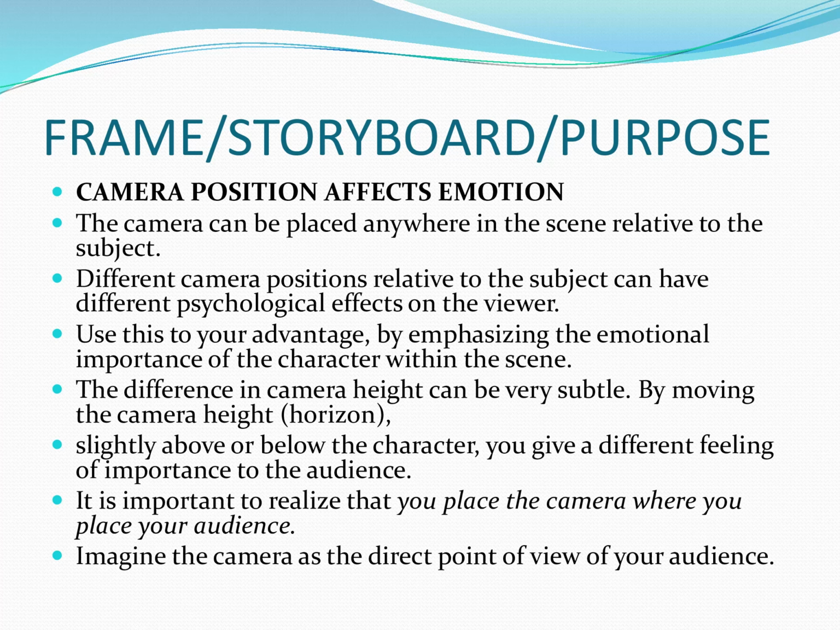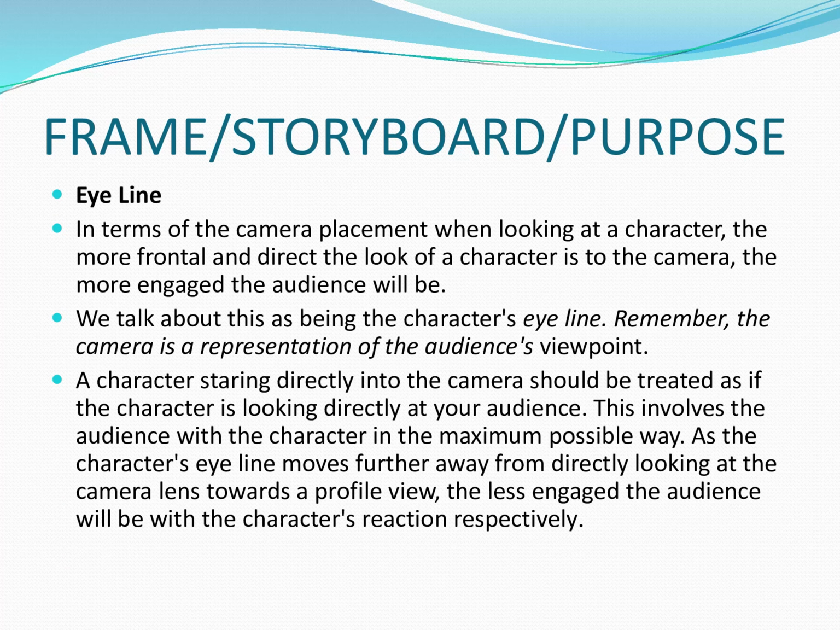So where is the audience looking, where is the point of view? These are important things. Eye line is very important in storyboard, and also in cinematography. In terms of the camera placement, when looking at a character, the more frontal and direct the look of a character is to the camera, the more engaged the audience will be. So if you arrange in such a way, it will arrest the audience. Direct look in a frame definitely will arrest the weightage of the frame. Direct look. So we talk about this as being the character's eye line.